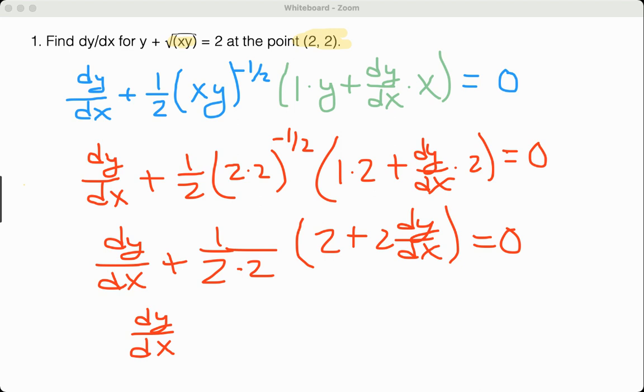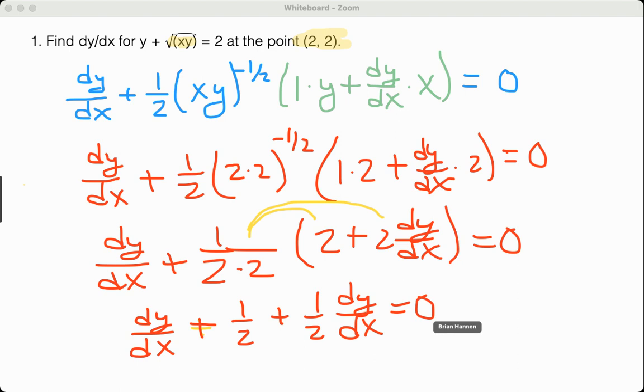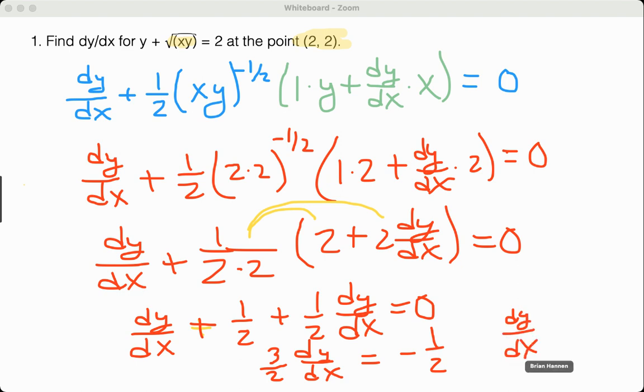I'm going to go ahead and distribute this. I'm going to multiply 1/4 times each of those. So I get 1/4 times 2 plus 1/4 times 2 dy dx. When I get done combining like terms, I'll find out that dy dx will eventually be -1/3.